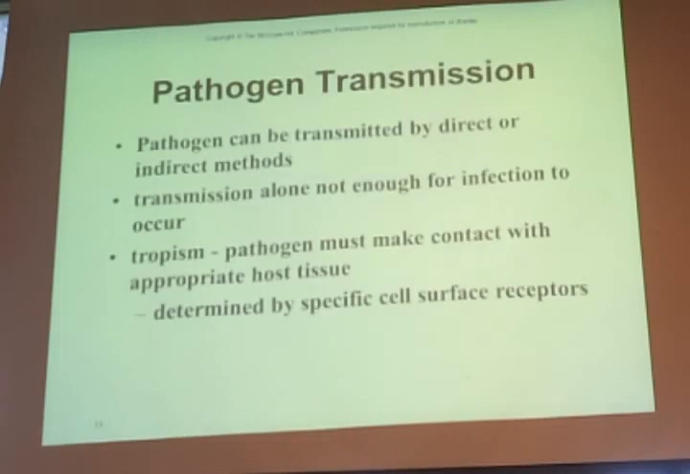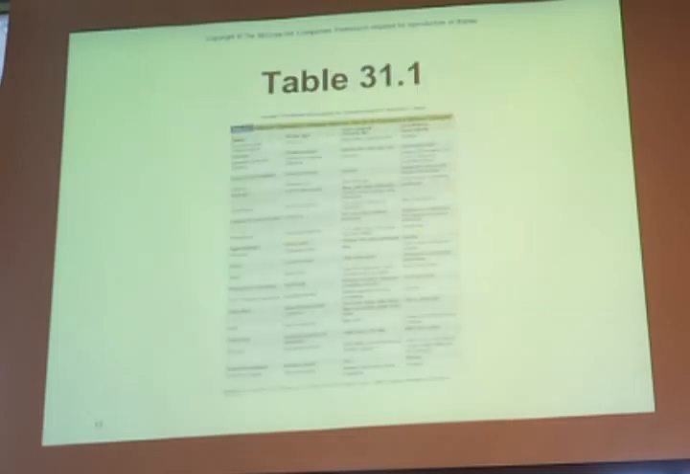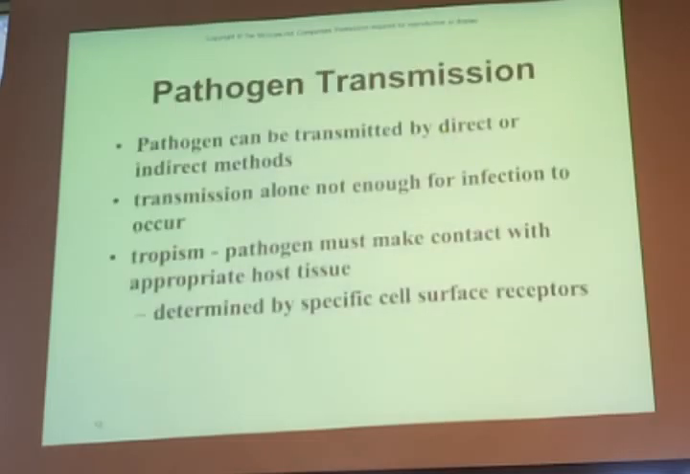Nothing is completely cut and dry like that. This is all just more examples of different organisms and some of the reservoirs. The transmission, then, is pretty obvious. Things could be transmitted by direct or indirect methods. That means it could be direct person-to-person contact. It could be through a fomite.